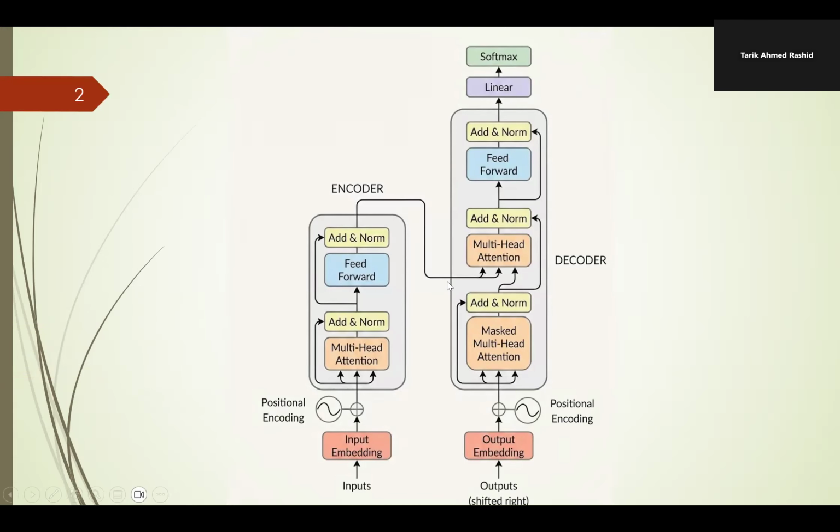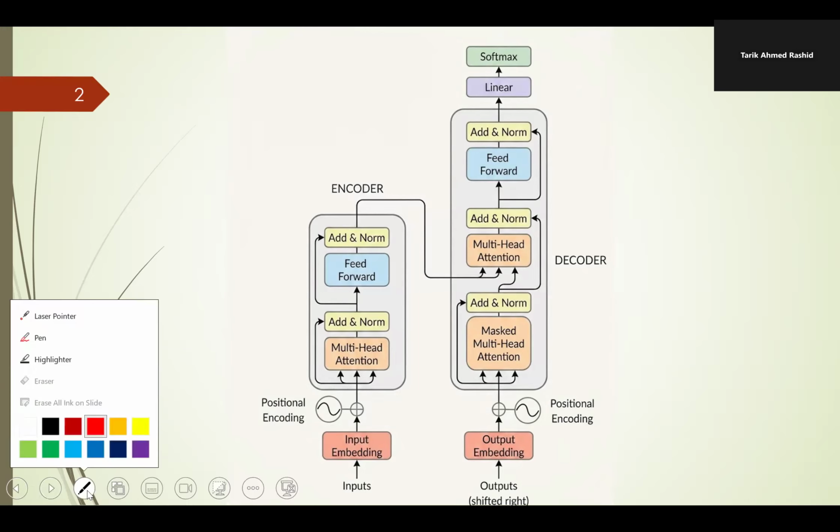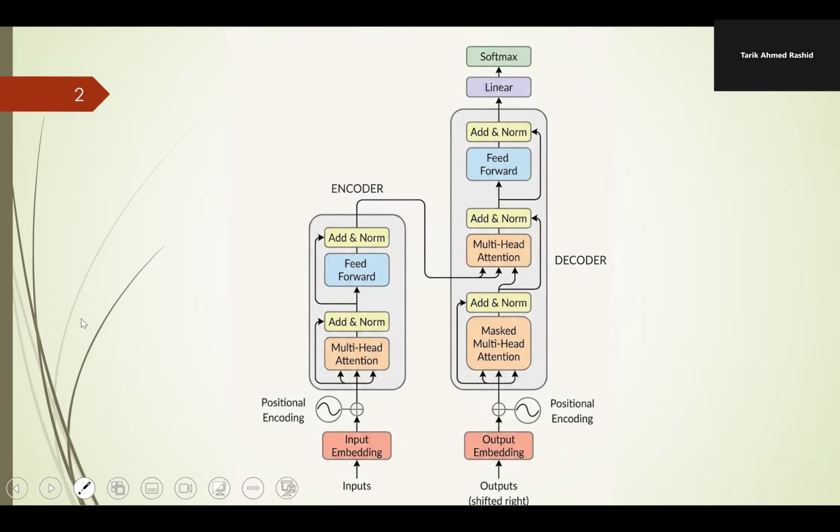In part one, we talked about output embedding and positional embedding, and then in part two, we talked about masked multi-head attention. And then in this class, we will talk about this yellow box: add, residual, and normalize.